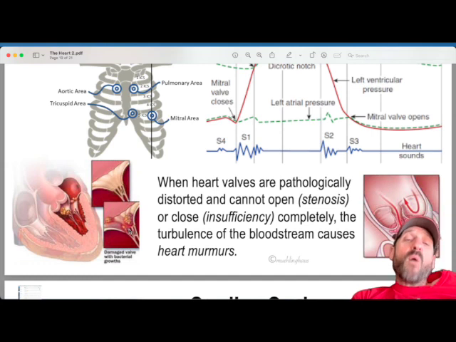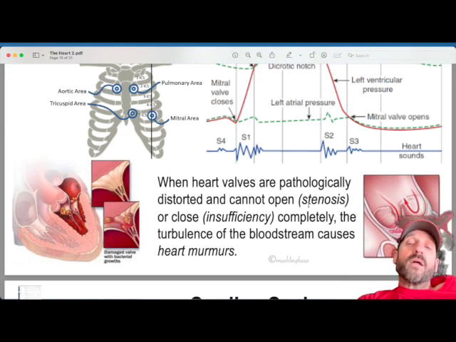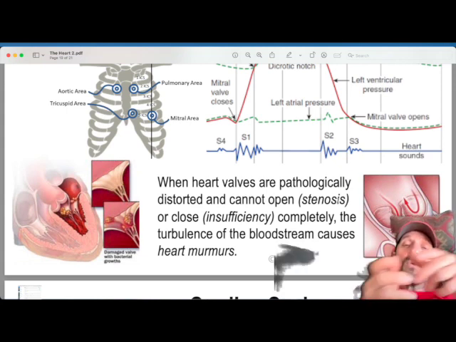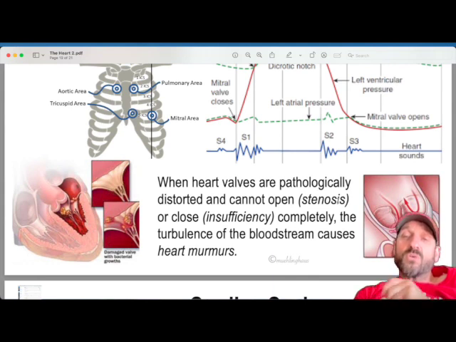And the valve might not be efficient because you might have what they call a murmur. You might have a valve that doesn't close all the way, and it doesn't open all the way. That would be insufficiency. Or you might have a valve that doesn't open all the way. Stenosis. That's always when something gets too narrow. We call it stenosis when that happens.